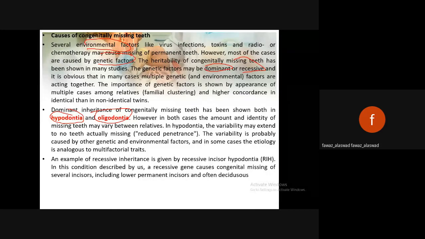Another practical point that differentiates hypodontia from oligodontia: first, the number of teeth. Hypodontia is mostly associated with many systemic diseases, and sometimes with different types of syndromes, which we will take in our previous lecture, God willing. Syndromes may be associated with missing teeth. Here we could differentiate between hypodontia and oligodontia. Another example of recessive inheritance: as we said, the incisors in hypodontia are the most affected type of teeth.